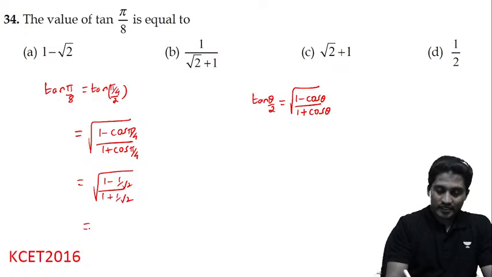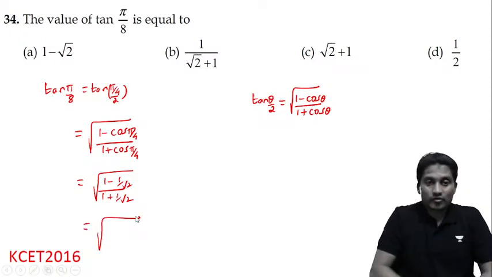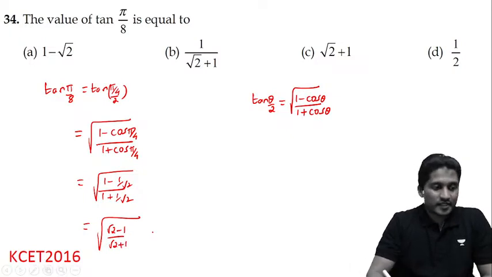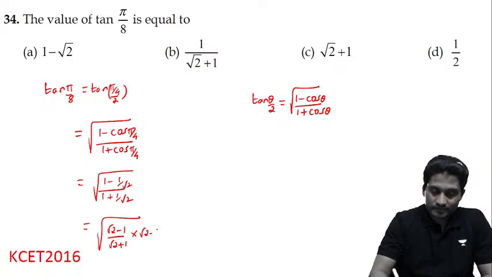You can write this as whole root of, when you take LCM, root 2 will get cancelled, (root 2 minus 1) upon (root 2 plus 1). There's no option like this, so I'm going to rationalize the denominator. Multiply by (root 2 minus 1) by (root 2 minus 1). Numerator becomes (root 2 minus 1) the whole square.